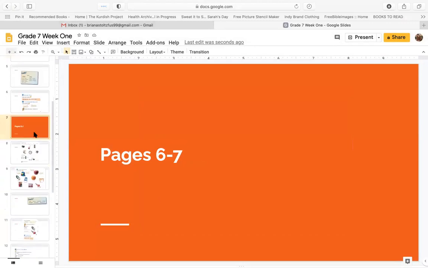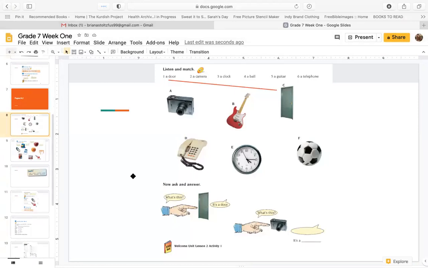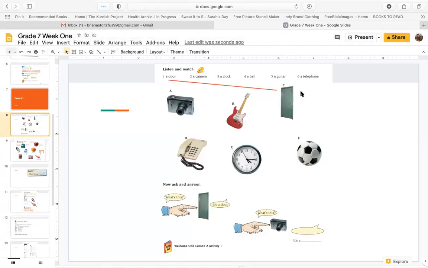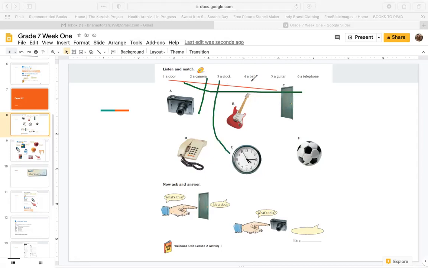First, we will review a little bit from pages 6 through 7. We learned these objects. Repeat after me. A door, a camera, a clock, a ball, a guitar, a telephone.